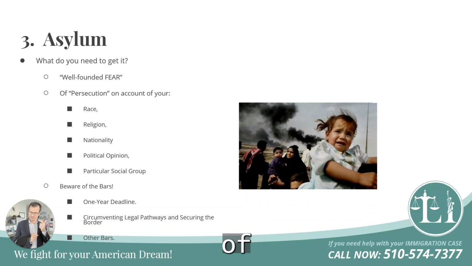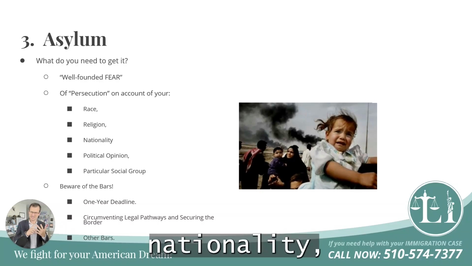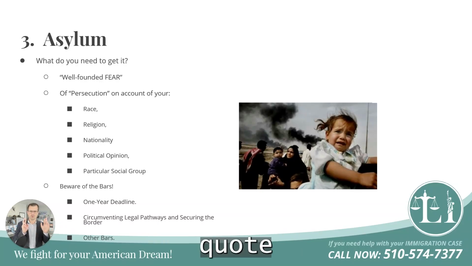To win asylum, you have to show you have a well-founded fear of persecution on account of one of five things. It's got to be on account of your race, your religion, your nationality, your political opinion, or your quote-unquote membership in a particular social group. Okay? And so what's the problem with that?